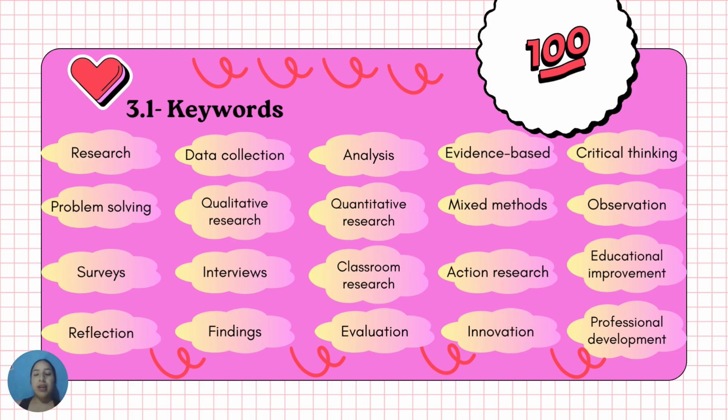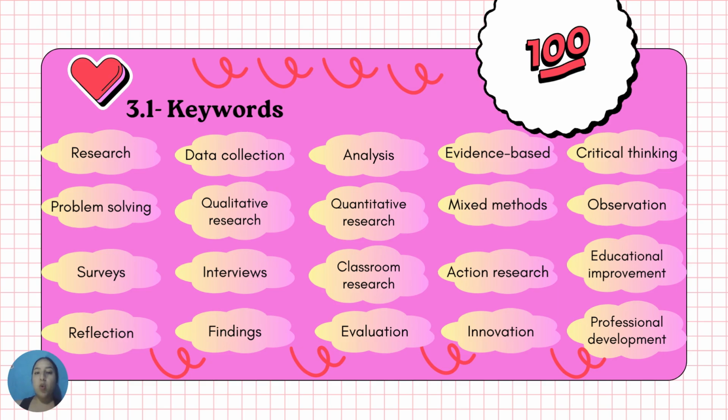One key characteristic of research is that it is evidence-based. Teachers use research to understand what teaching practices are most effective for students. Another characteristic is critical thinking. Research encourages teachers to analyze classroom situations, identify problems, and make informed decisions. For example, a teacher may investigate why students have difficulties with listening comprehension and then try different strategies to improve results.